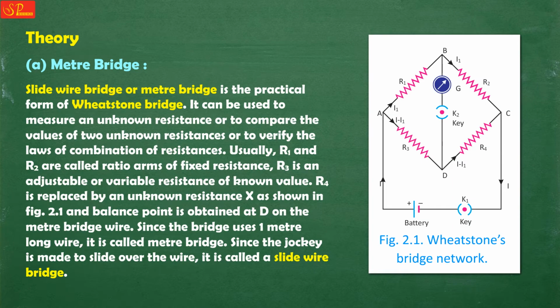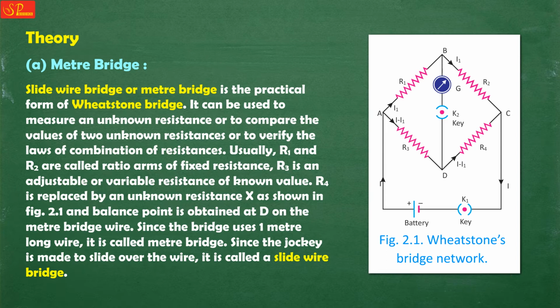Slide wire bridge or meter bridge is the practical form of Wheatstone bridge. It can be used to measure an unknown resistance, or to compare the values of two unknown resistances, or to verify the laws of combination of resistance. Usually, R1 and R2 are called ratio arms of fixed resistance. R3 is an adjustable or variable resistance of known value.